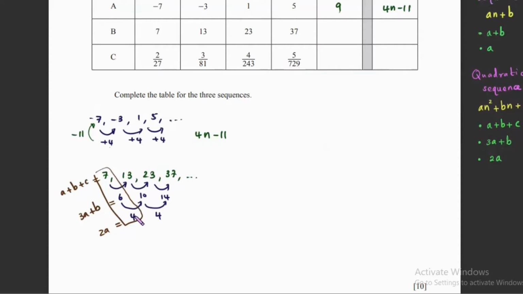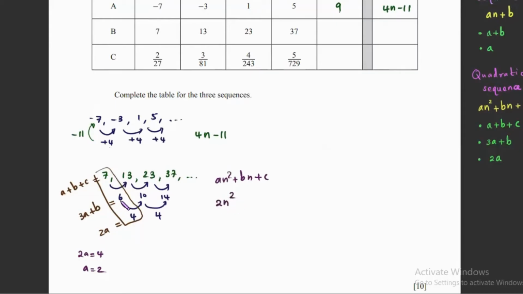To find what a is, 2a is equal to 4. So if 2a is equal to 4, the value of a is 2. This forms the first part of the nth term. Now the nth term equation is given as an squared plus bn plus c. So here the value of a is 2, so I can write it as 2n squared.